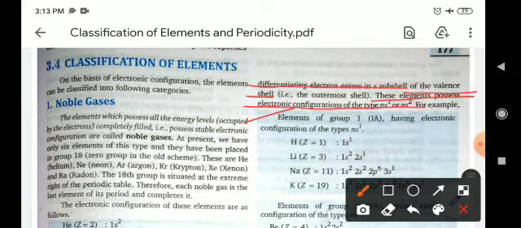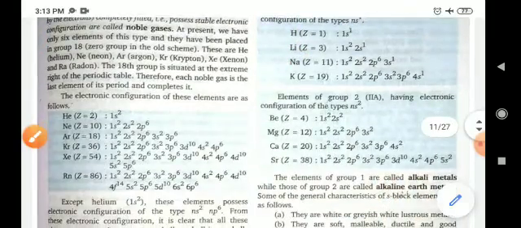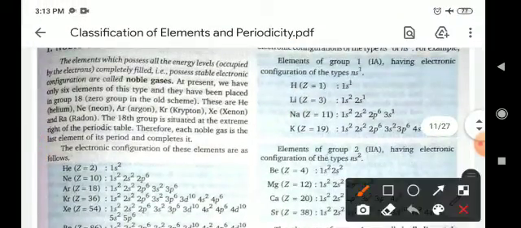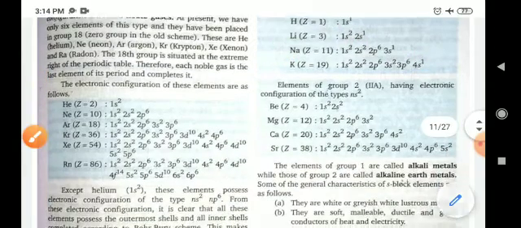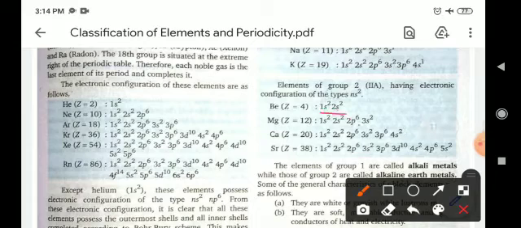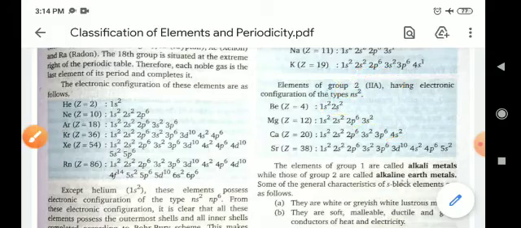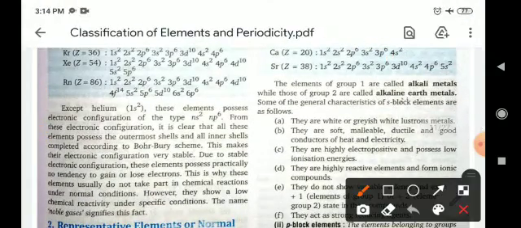For example, elements of group 1A have the electronic configuration ns1: hydrogen, lithium, sodium, potassium. If you see here, in all the elements there is one electron present in the S orbital. So it is the 1A group. In elements of group 2A, 2 electrons will be present in the S orbital, so they are known as 2A group elements. The elements of group 1 are called alkali metals, while those of group 2 are called alkaline earth metals.